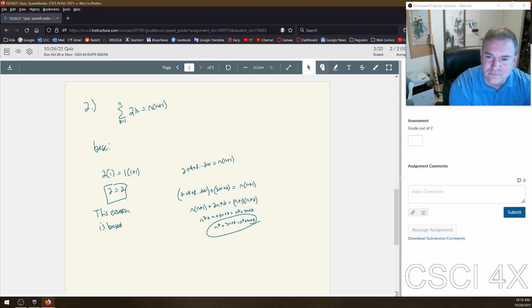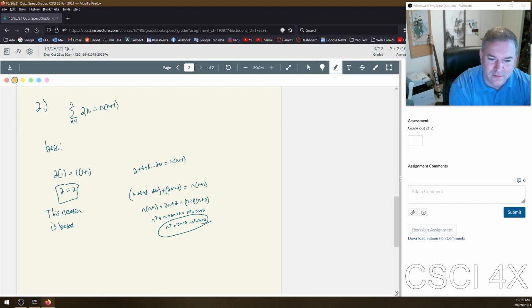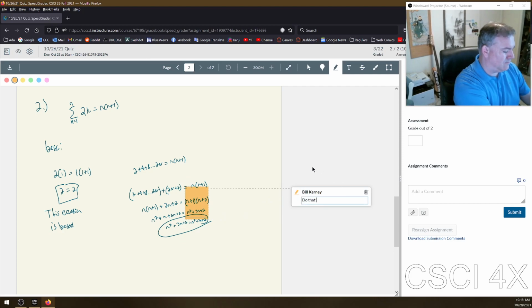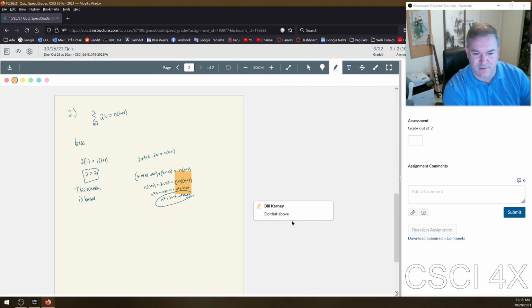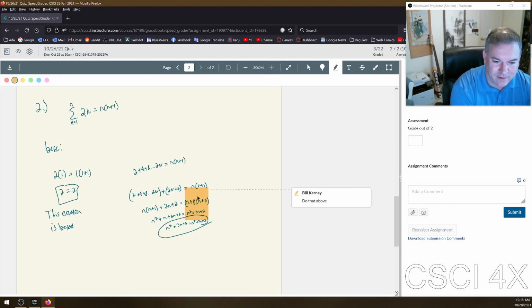Okay. Got the highlight tool. Yeah. That's cool. Highlighted way too much, but that's cool. All right, and then we do algebra, and looks fine to me. Okay.